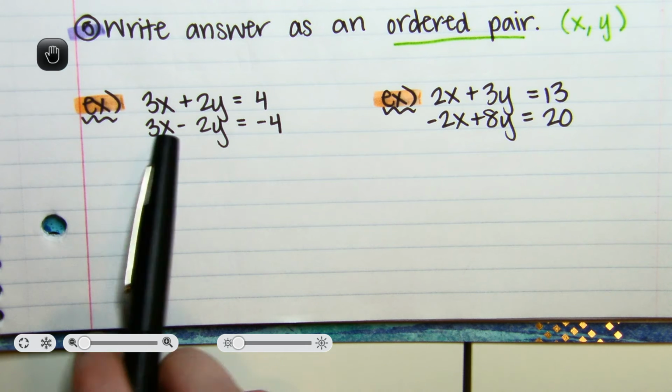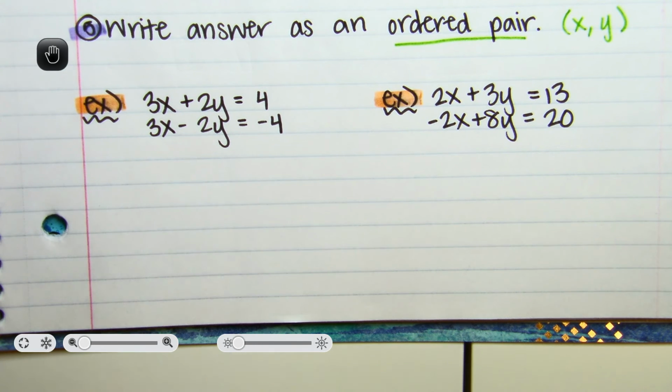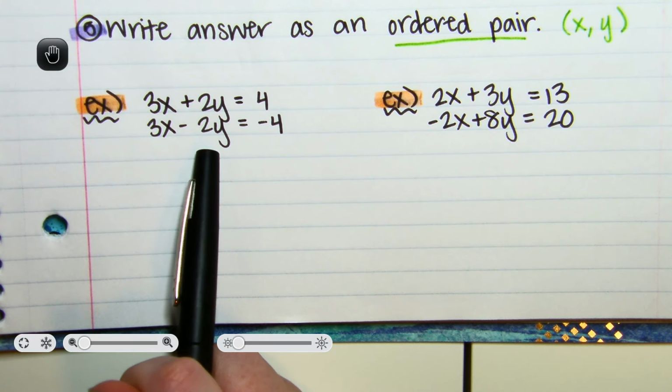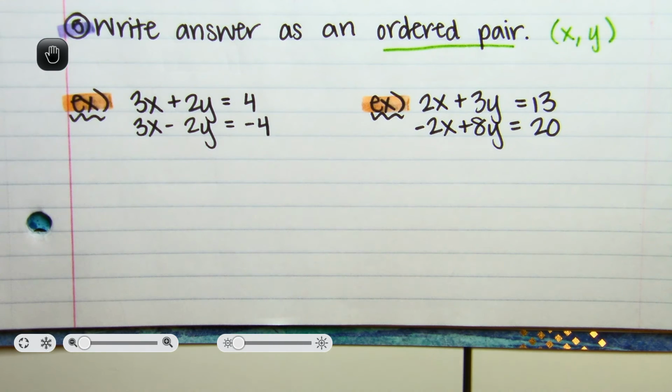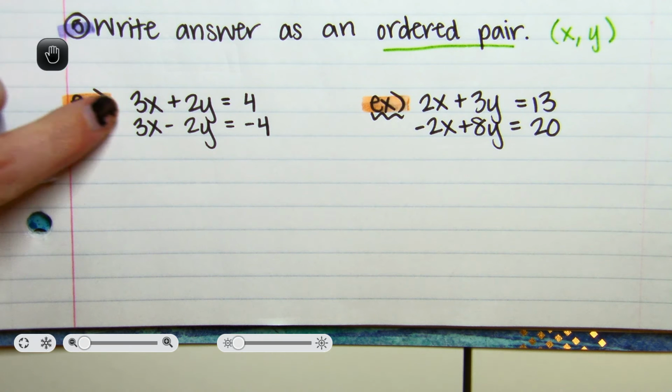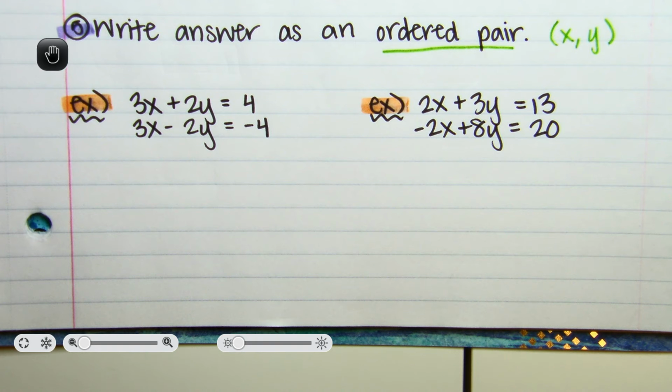So 3x plus 2y equals 4, and 3x minus 2y equals negative 4. Are the x's or the y's already opposites? Good. You should have said yes, the y's are already opposites. We have positive 2y, negative 2y. The x's are close to being opposites, but one of these would have to be a negative to make it positive 3x and negative 3x. But since my y's are already opposites, this works out well. We can just add these two equations together, and the y's will cancel out.